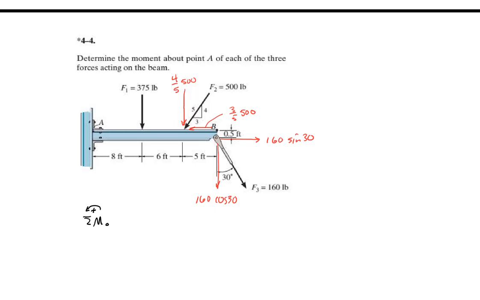So I'm going to say sum of the moments about point O is equal to, let's just add them up. First of all, we have this 375 times this lever arm. Well, that's pretty easy to see, and that's going to be in the negative direction. So that's negative 375 times 8. Now let's look at each of the components in red here. I'll also have this 4/5 times 500 times its lever arm of 14. The 3/5 times 500 actually has 0 lever arm.